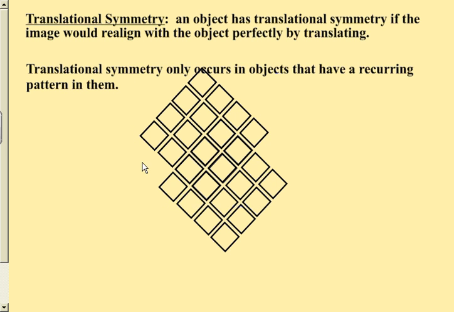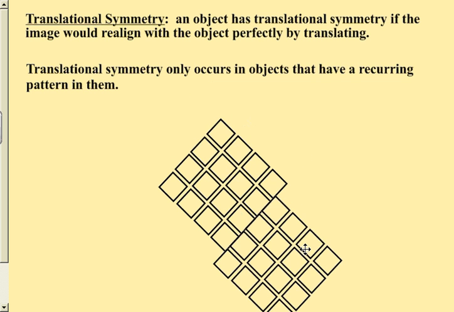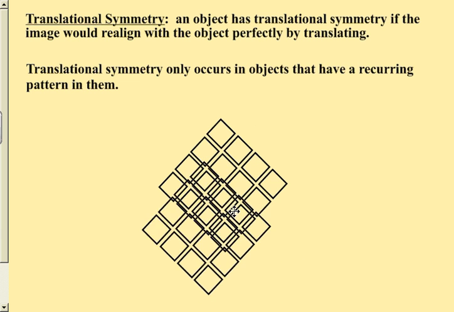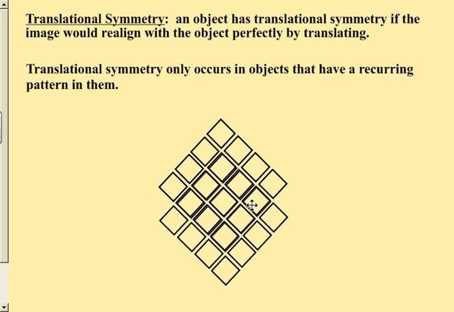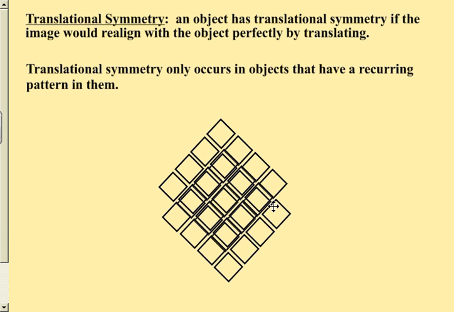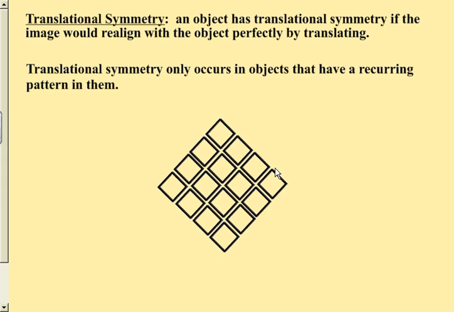Now, true enough, you do have some squares or shapes that are outside of the original image now that are not aligning with anything, but we're just focusing on the overlap in between there. So what we are seeing is a figure that does have translational symmetry because the original is realigning with the image in a way that you cannot tell the difference between the two. So that is translational symmetry.